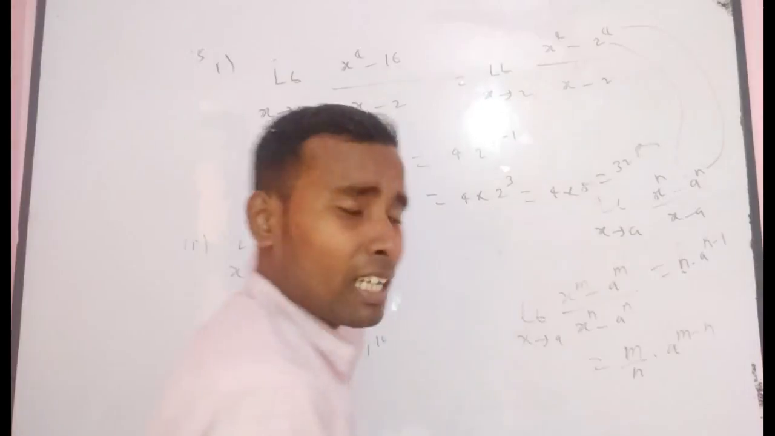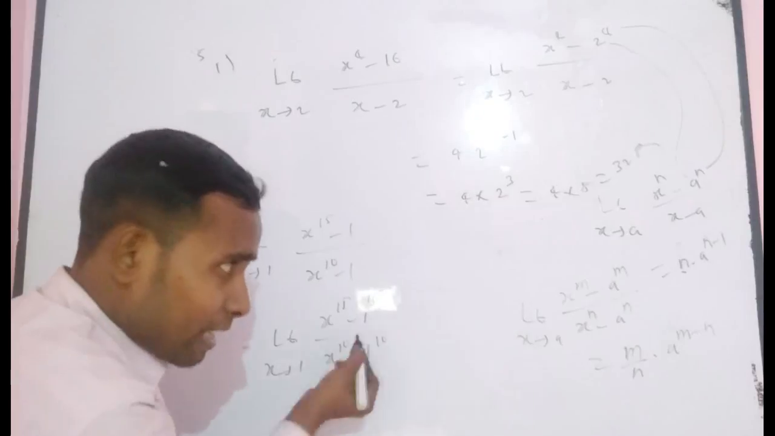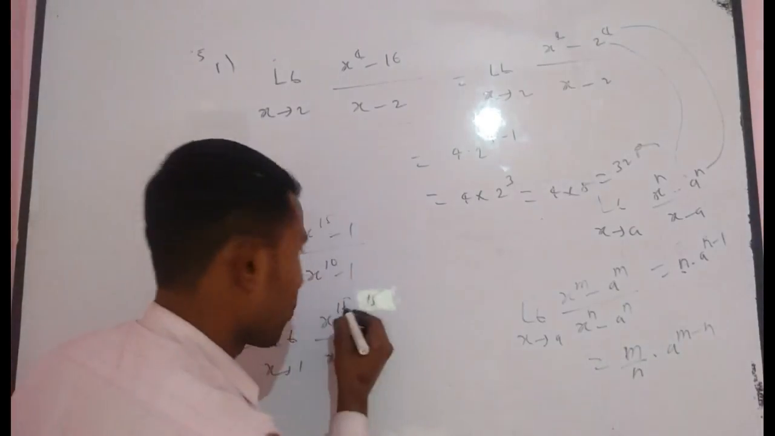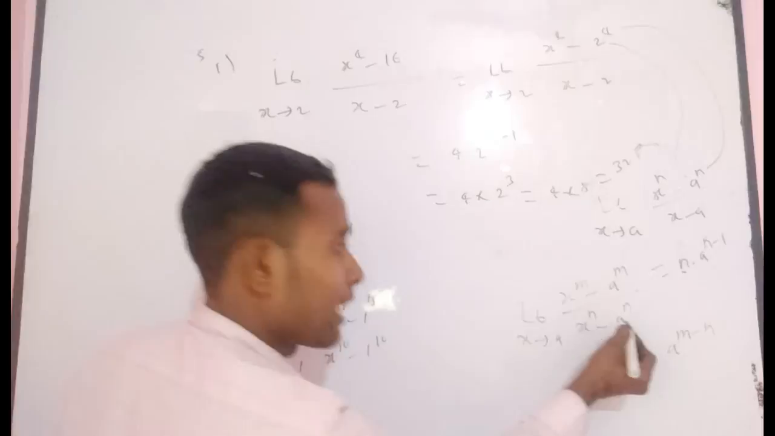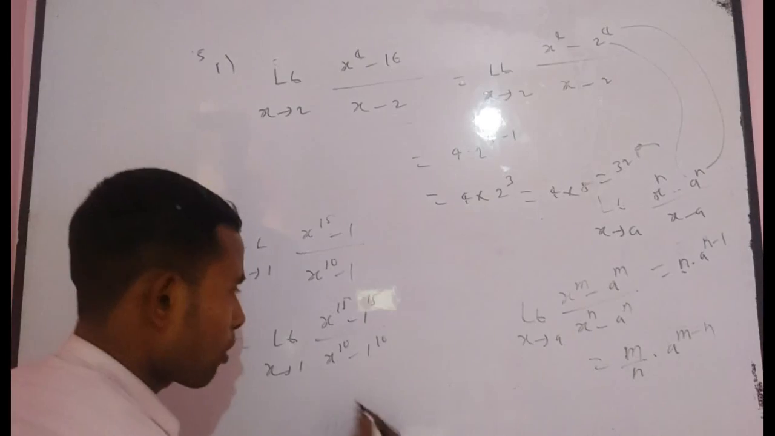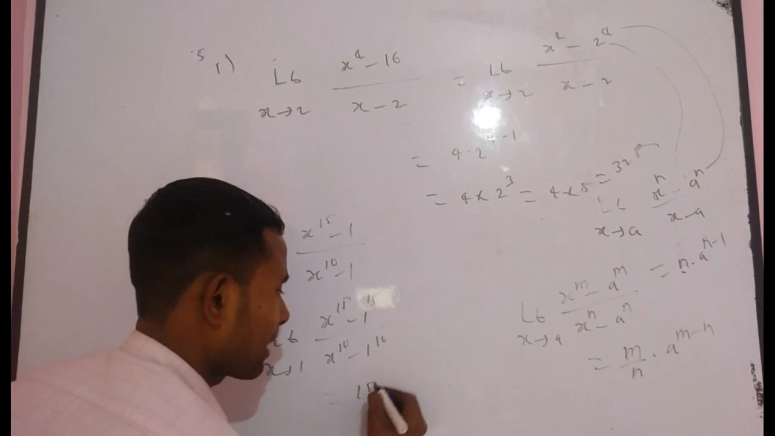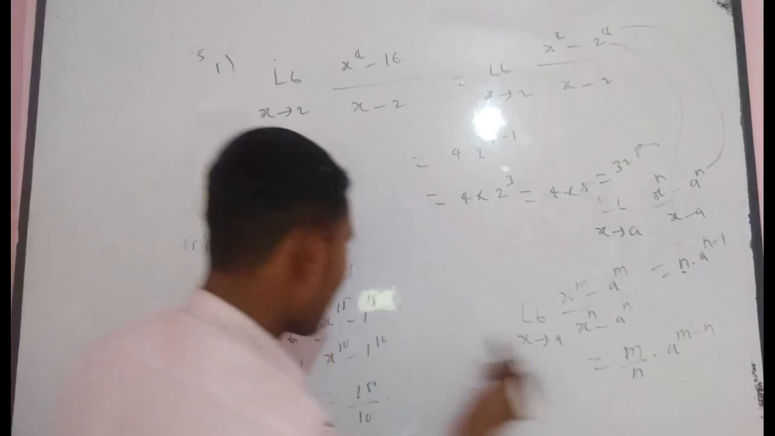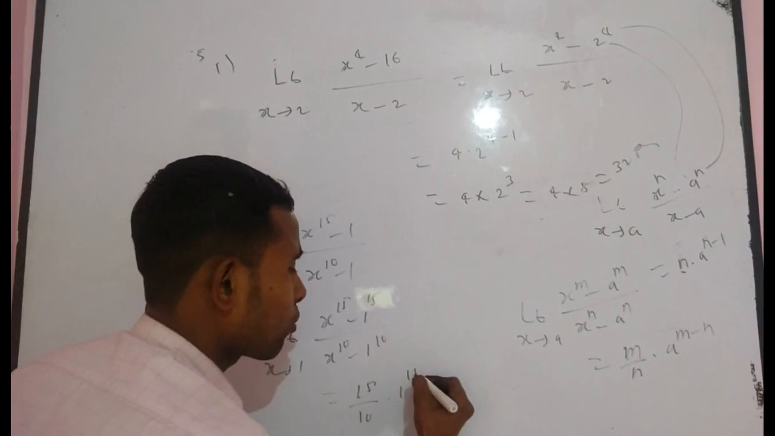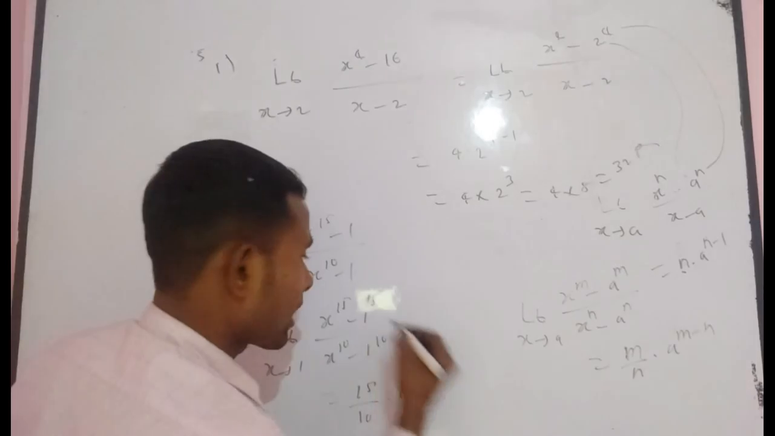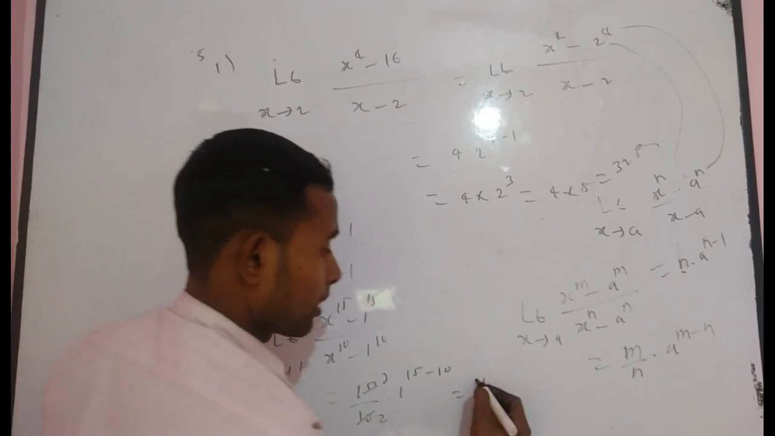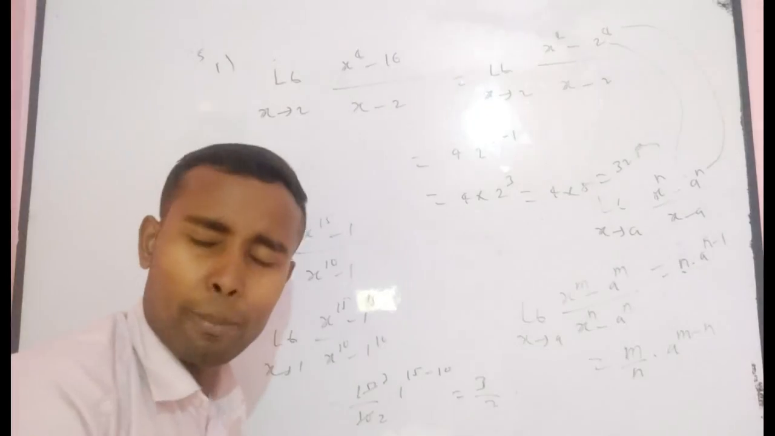I think you know about it. If you know, compare with this formula. Is it the same? Here you get m is equal to 15, n is equal to 10, a is equal to 1. So you can solve directly: m by n, that means 15 by 10, and a to the power m minus n. Here a is equal to 1, and m minus n is 15 minus 10, that is 5. So 15 by 10, that is 3 by 2, into 1 to the power 5, which gives 3 by 2.